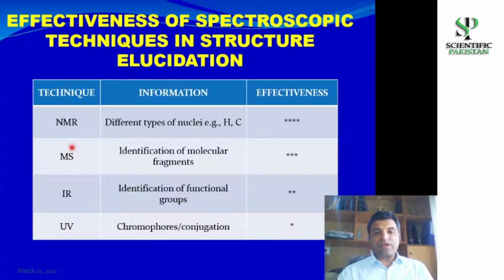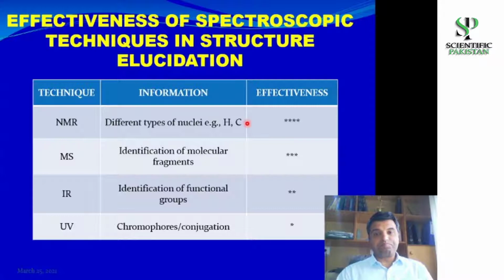So the most effective technique of all of these is NMR spectroscopy. NMR gives us information about different types of nuclei present in the molecule, for example, hydrogen and carbon. So these are the 2 mostly studied nuclei in NMR spectroscopy. The study of NMR is not limited to these 2 nuclei only.